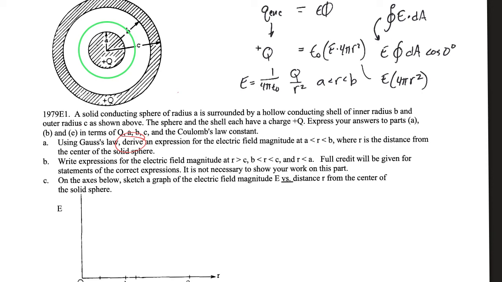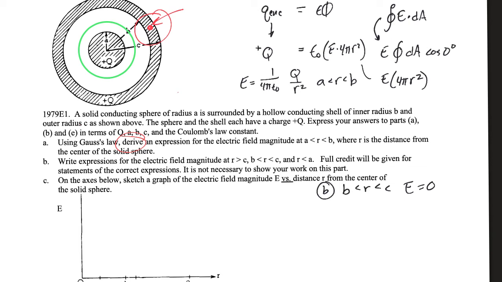Question B, write an expression for the electric field at R greater than C, at R between B and C, and R less than A. So let's do the easy ones here. So this is part B. We know that when R is between B and C, the electric field has to be 0 because they're inside the conductor. That's talking about this location right here. Right? In a conductor, you don't have to justify it. Electric field 0 inside all conductors.